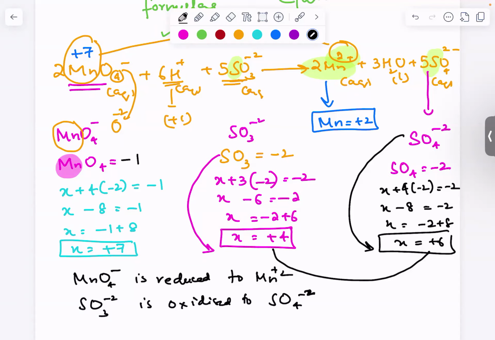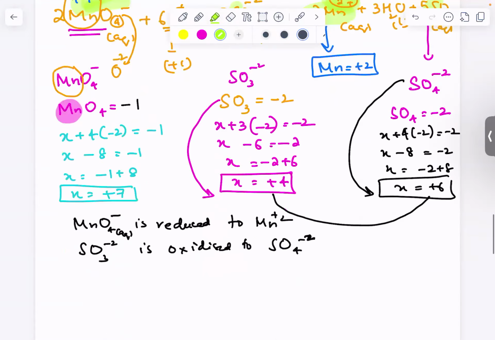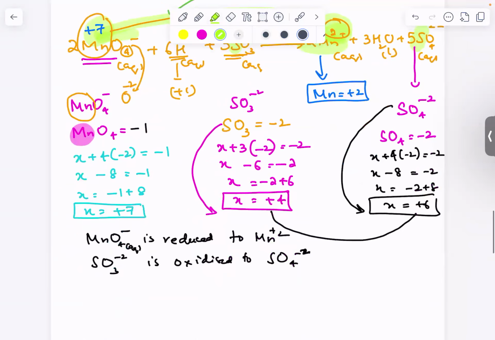MnO4 negative aqueous is reduced because the oxidation state of Mn decreases from +7 to +2. Can you see +7? I have already shown you that. +7 to +2. And then the next line: SO3 2 minus is oxidized because the oxidation state of S increases from +4 to +6.